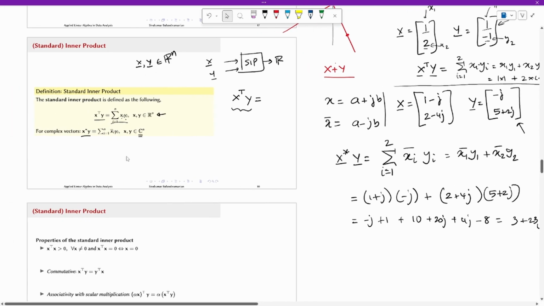Okay, another definition that you need to remember. Now, the most general definition of the standard inner product is actually this. And this is the definition for Rn is a special case of the definition for Cn. Right? For example, if a complex number does not have an imaginary part, what is the complex conjugate of the complex number?